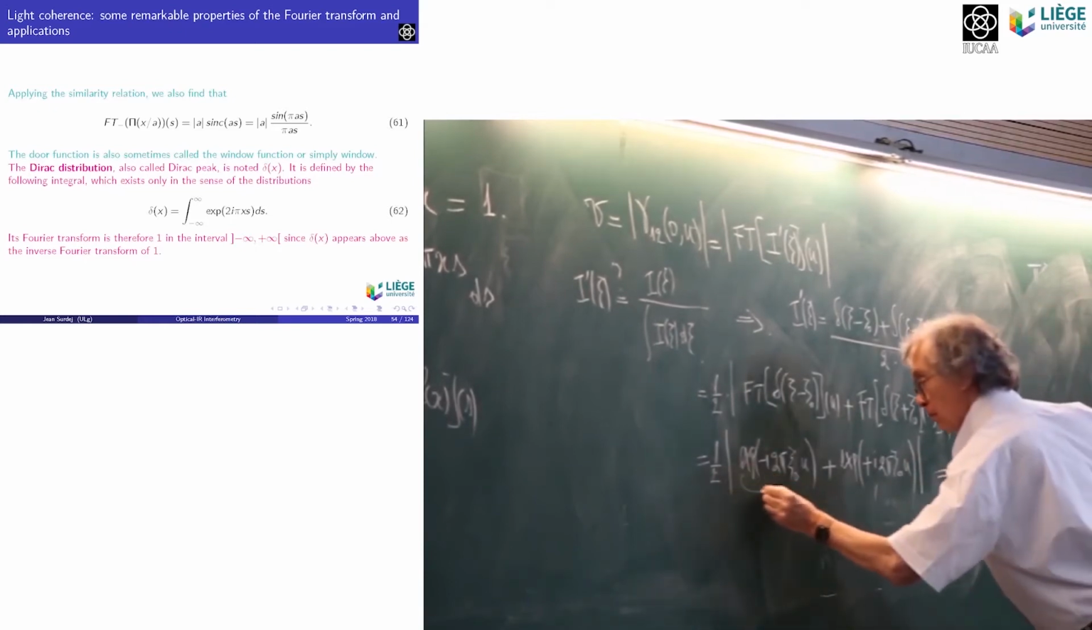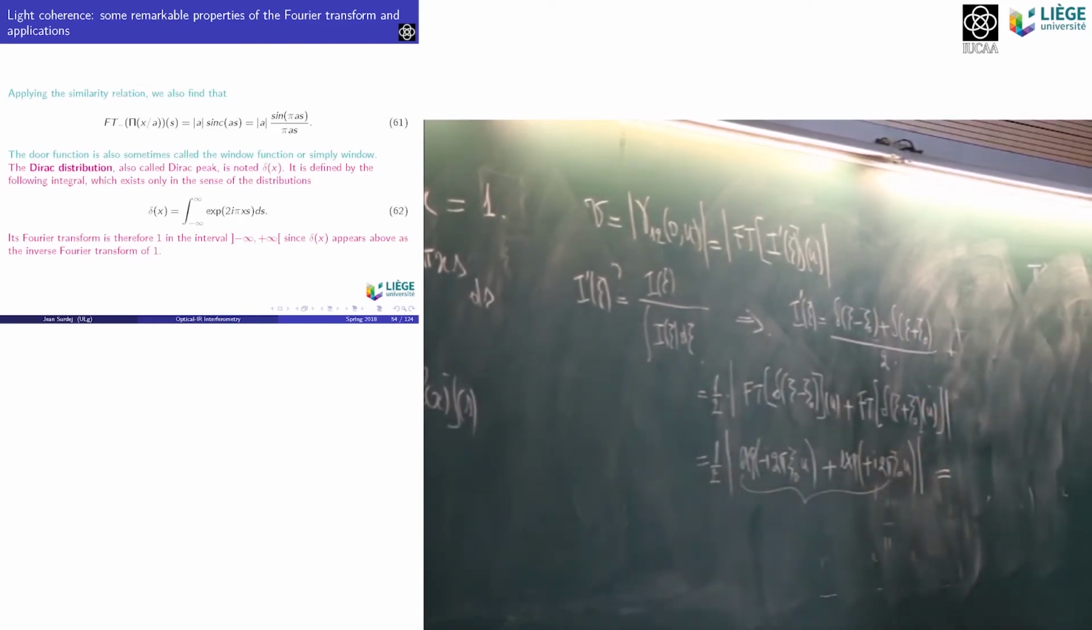Now, this is easy to solve, because it's cos minus i sine plus cos plus i sine. So the imaginary contribution disappears, and what remains is 2 times, but divided by 2, so it will be 1. So it will be the module of the cosine of 2π ζ0 times u. You agree?